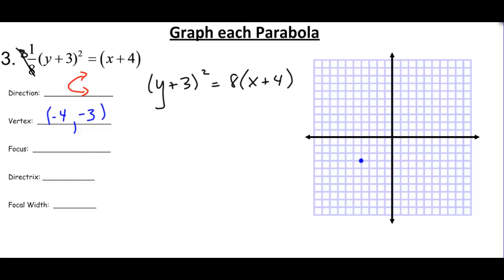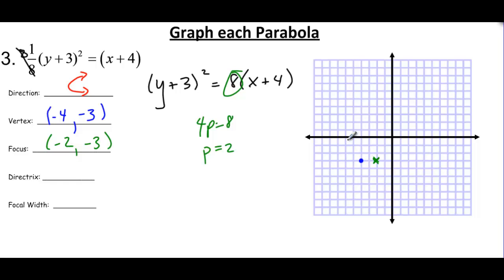To find the focus, again, I look at this. I know 4p equals 8, so hopefully you can do this. P equals 2. So which direction am I moving? I'm moving right 2. So go 1, 2. Because again, remember the focus has to be inside my parabola, and I know my parabola is going to go like this somehow. So if I go right 2, that puts me at negative 2, negative 3, which is right 2 of my vertex. But then I have to move left 2.